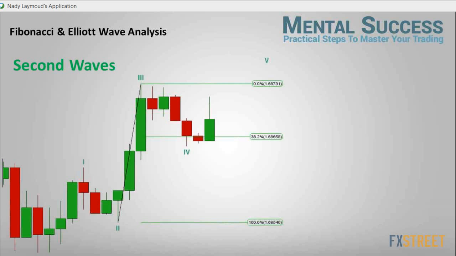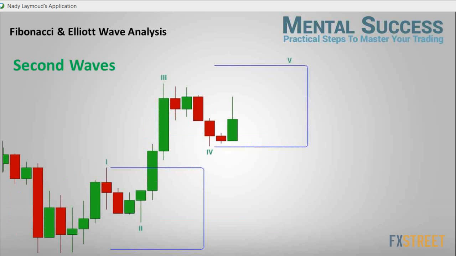Another very common ratio is 100% or equality. This ratio is found between waves 1 and 5. Elliott states that fifth waves are likely to find resistance when it expands by 100%, the length of the first wave.